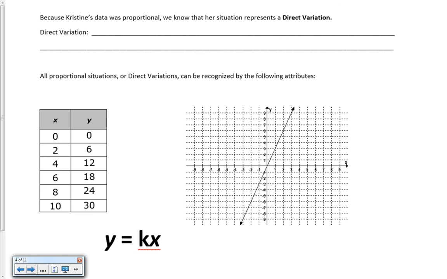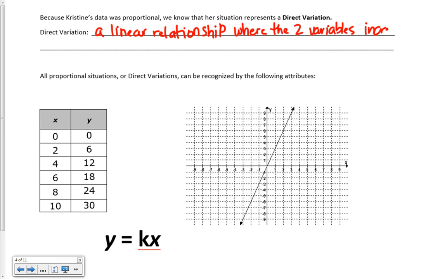It does have a fancy definition. I'm walking to get my paper. Okay, so direct variation is a linear relationship where the two variables increase proportionally. I'm writing this down. A linear relationship where the two variables increase proportionally. Okay, I'm going to put an example on here. So an example would be when one doubles, so does the other.